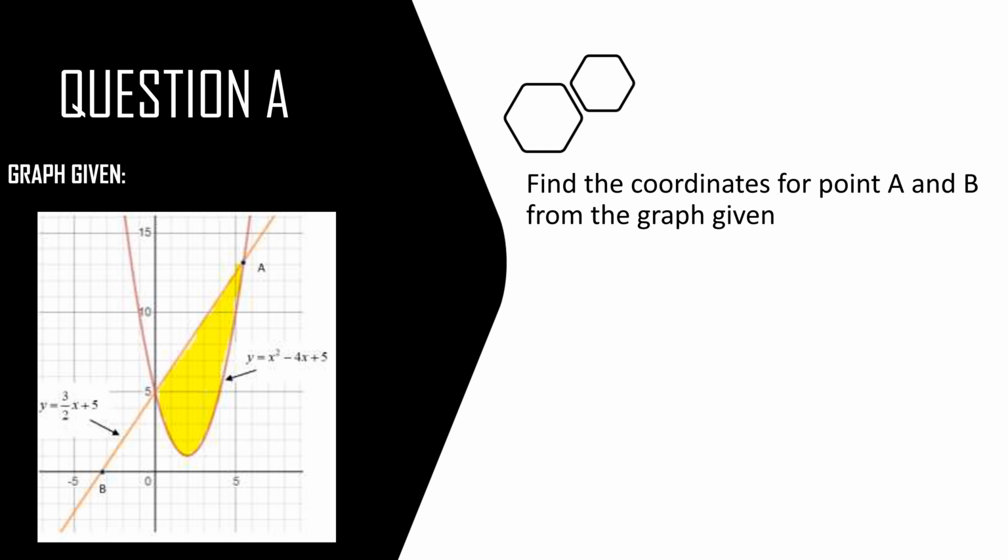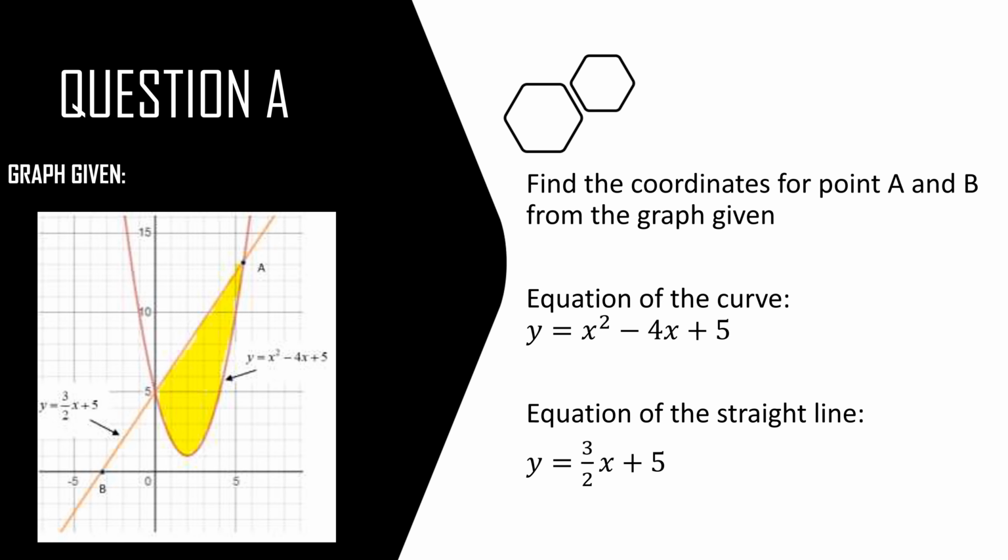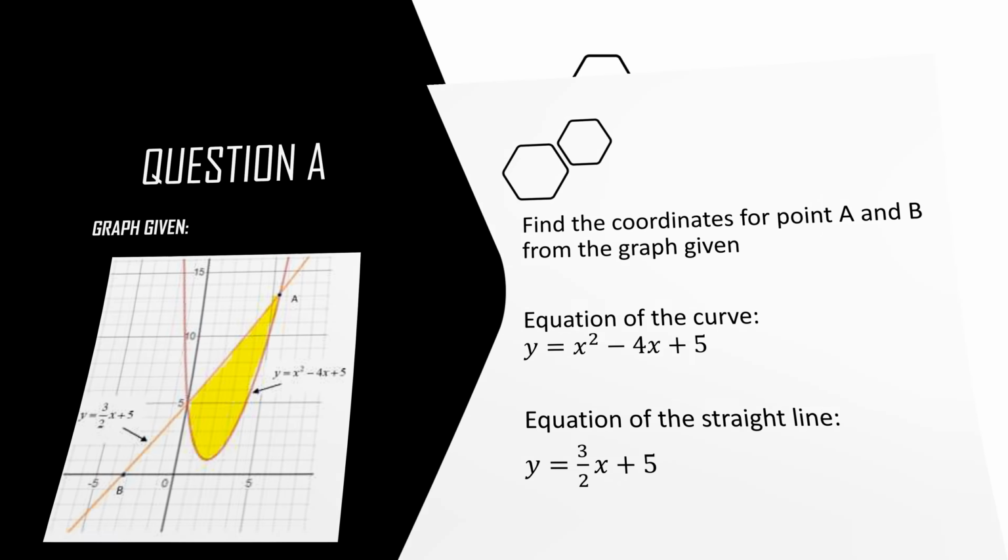The question that I get is I need to find the coordinates for point A and B from the graph given. We know that the equation of the curve given is y equals x squared minus 4x plus 5, and the equation given for the straight line is y equals 3 over 2x plus 5. Using this information, we have to find the coordinates for A and B. So now, let's get into the question.